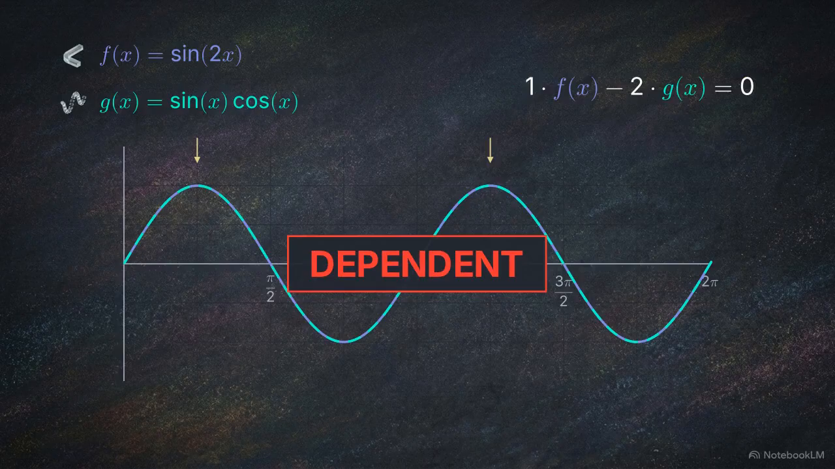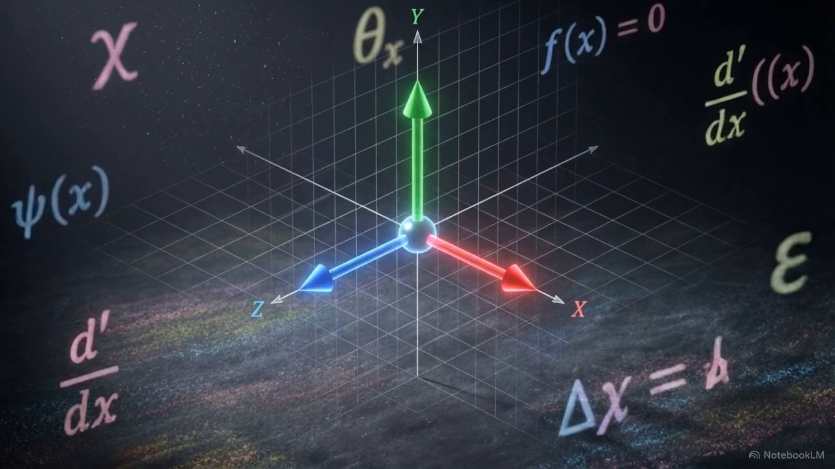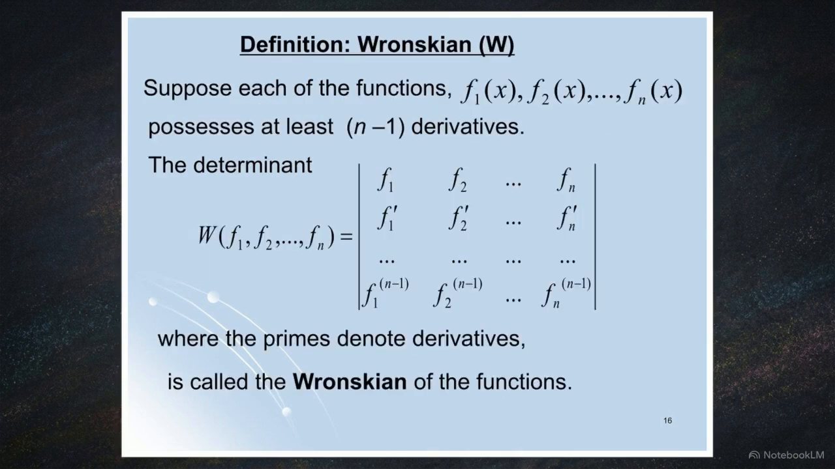To finalize a solution, we must prove our functions are linearly independent. This means no function in the set can be created by scaling or adding the others. Verifying independence becomes difficult as we move into systems with 3, 4, or n solutions. To solve this, we rely on a specific type of determinant calculation. We call this the Wronskian. To build it, we construct a matrix where the top row contains our original functions. Each row beneath that is populated by taking the next derivative of those functions.